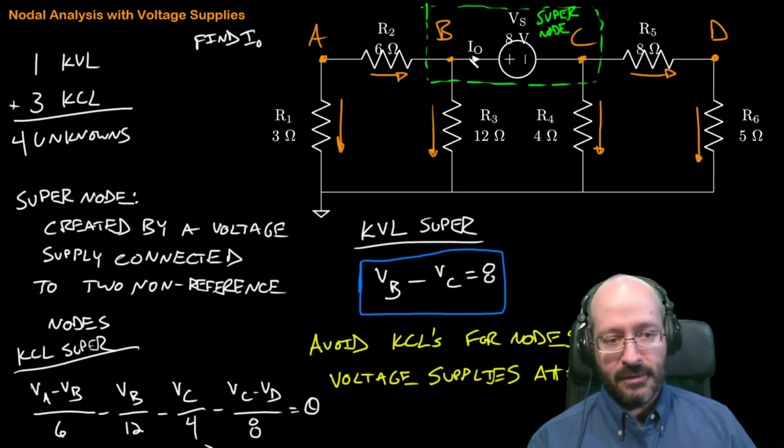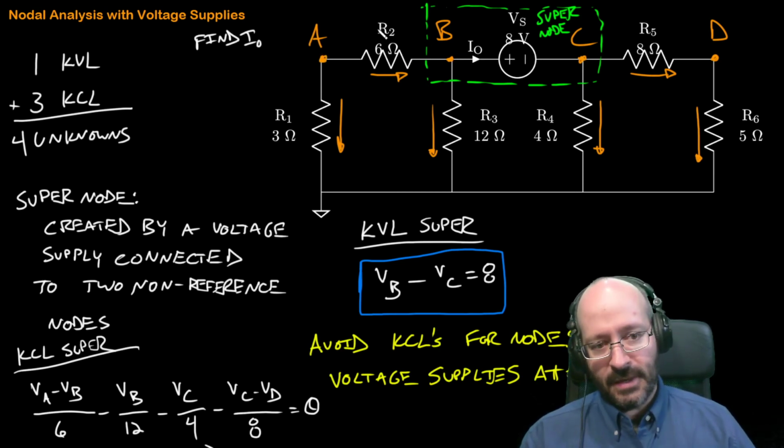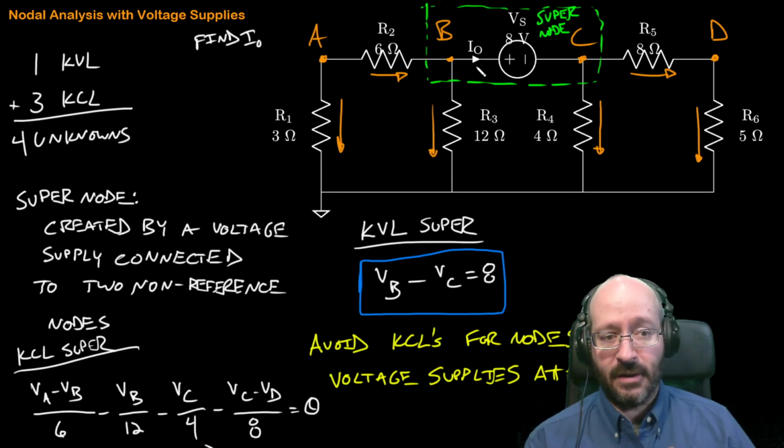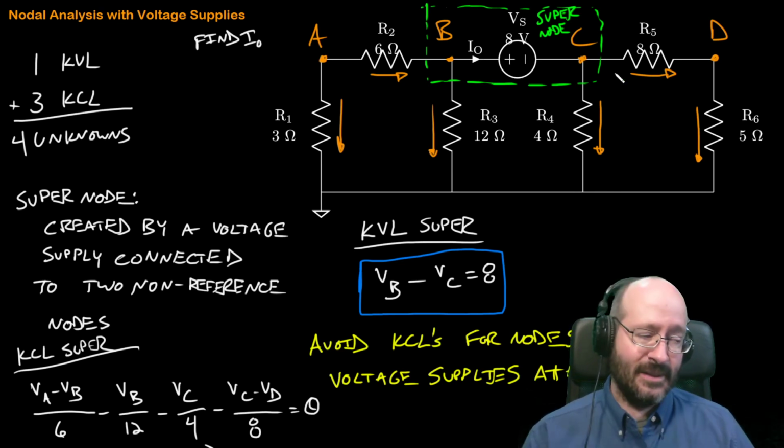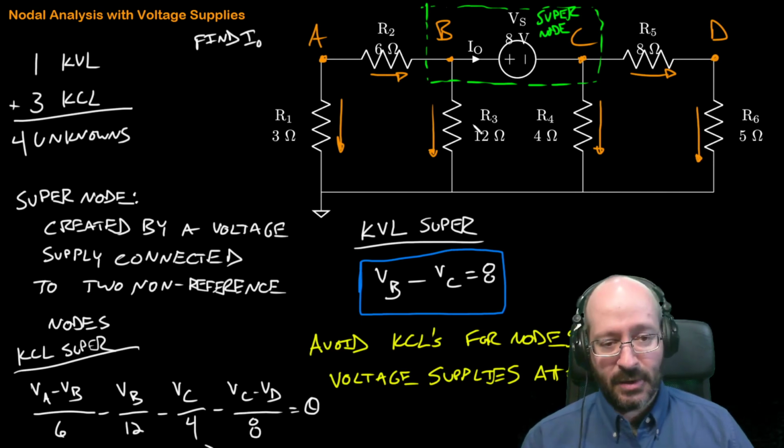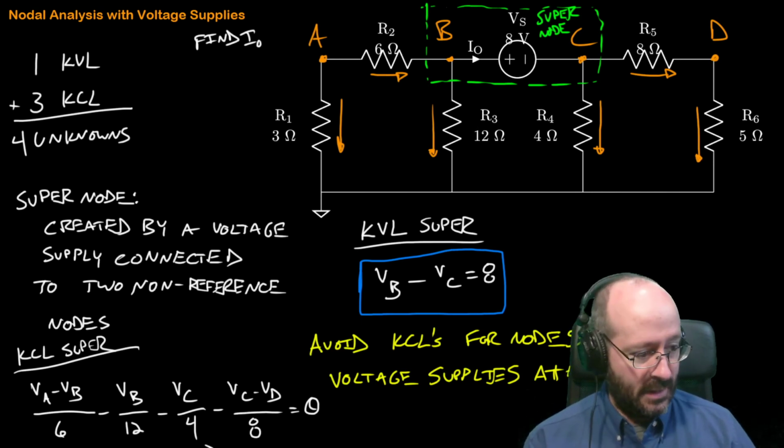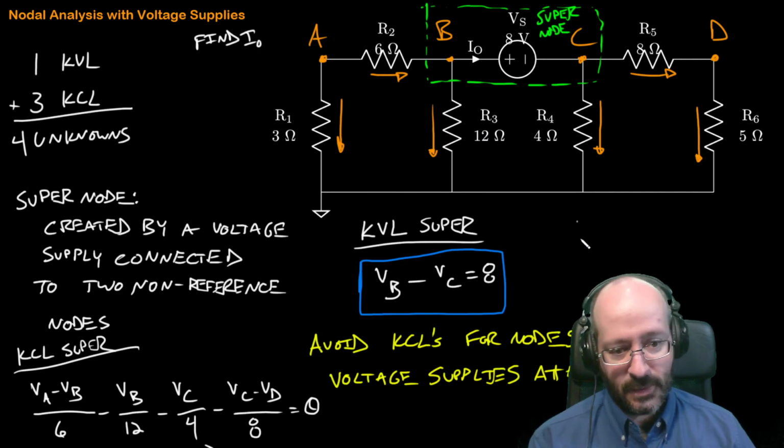We've got to write another KCL, and I'm going to write this KCL for B. So I'm going to have VA minus VB over 6 minus VB over 12 minus I out. That's all 3, so that's equal to 0. Then I can plug in some values, and I can solve for I out. So let me go write that down below, and I'm going to open up my notes so I can see the circuit again.